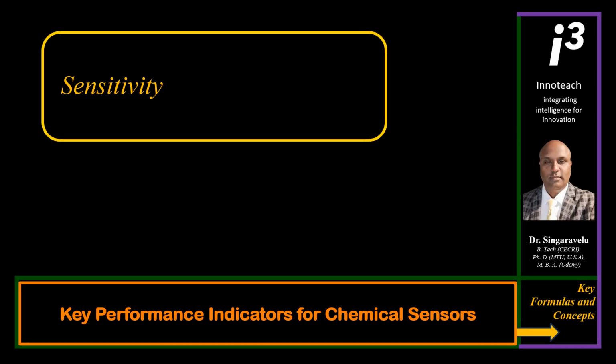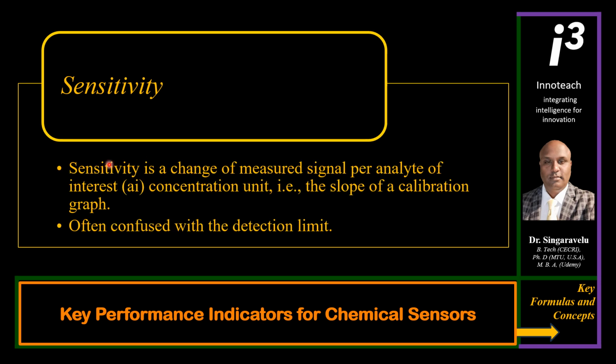So let's see one by one in detail what those key performance indicators are meant to be. Sensitivity is a change of a measured signal per analyte of interest. Here I have a shortened notion of that: AI, concentration unit, that is the slope of the calibration curve simply. It's quite often confused with the detection limit. So make a note of that. Sensitivity is a change of a measured signal per analyte of interest against the concentration unit.